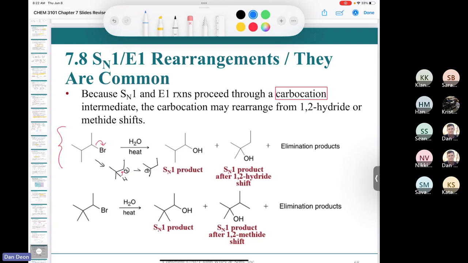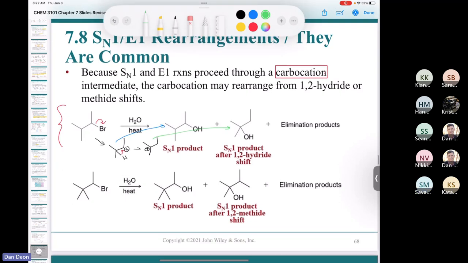And so the first one that I had drawn, it's a little bit small, but that's gonna give you this product. And the second one is going to give you this product. And so you end up with a mixture. And of course you also get the E1 products here as well. And so you've gotta be kind of Johnny on the spot and kind of, okay, well, I'm forming a carbocation. Can this undergo a rearrangement? You have to be able to identify that. And you see that in the next one, it's in a similar vein.